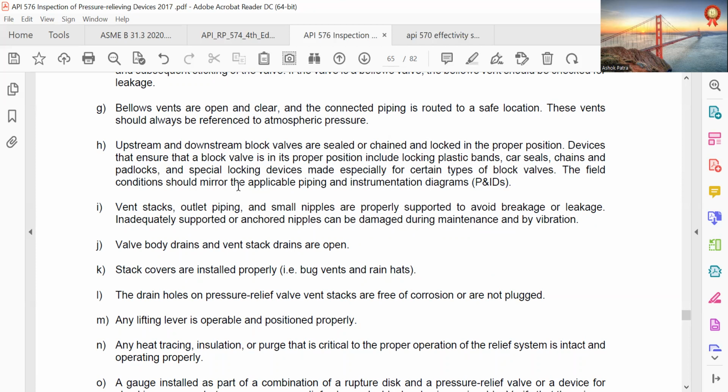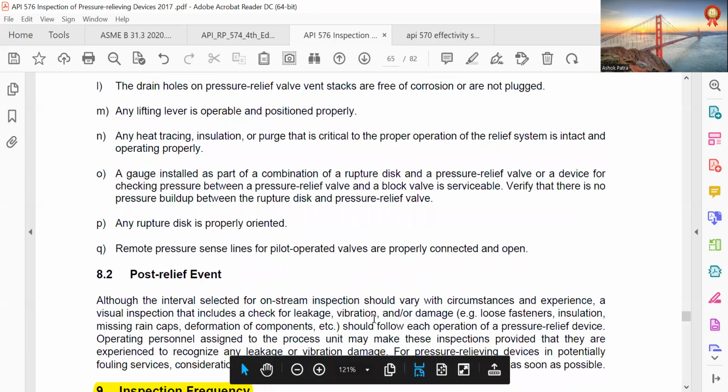The field conditions should mirror the applicable piping and instrumentation diagram, P&ID. Vent stacks, outlet piping, and small nipples are properly supported to avoid breakage and leakage. Inadequately supported or anchored nipples can be damaged during maintenance and by vibration. Valve body drains and vent stack drains are open. Stack covers are installed properly, including bird vents and rain vents. The drain holes in the pressure relief valve and vent stacks are free of corrosion and not plugged. Any lifting lever is operable and positioned properly.